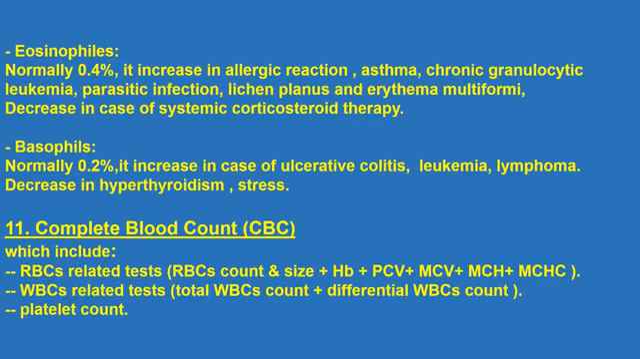Eosinophils. Normally, its value is nearly about 0.4% of total white BC count. It increases in case of allergic reaction, asthma, chronic granulocytic leukemia, parasitic infection, lichen planus, and erythema multiforme, while it decreases in case of systemic corticosteroid therapy. Basophils. Normally about 0.2% of total white blood cells. It increases in case of ulcerative colitis, leukemia, and lymphoma, while it decreases in case of hyperthyroidism and in case of stress.